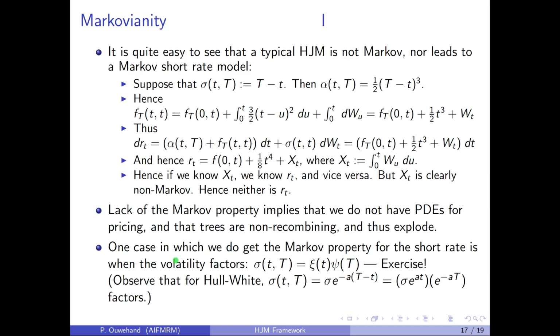There is one case in which we do get the Markov property for the short rate, and this is when the volatility factors. In other words, the volatility as a function of little t and capital T factors as a function of little t and a function of capital T. This is, for example, the case in the Hull-White model. We'll leave this as an exercise.